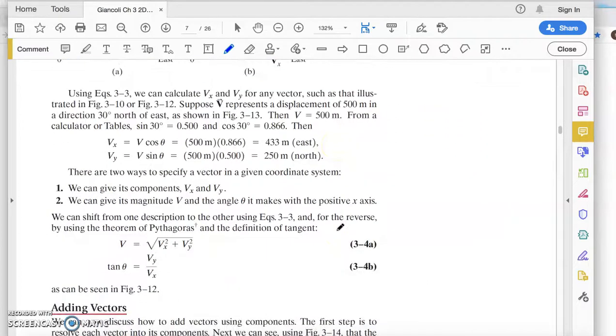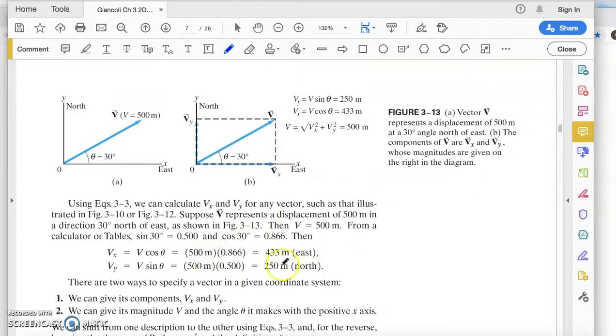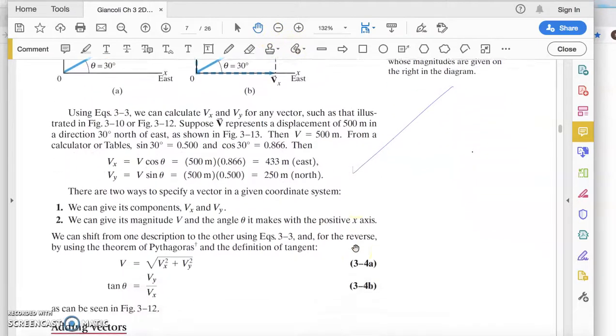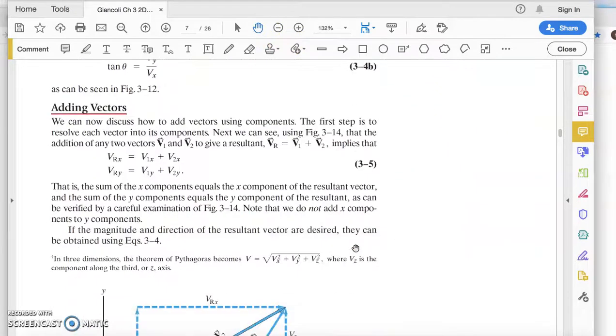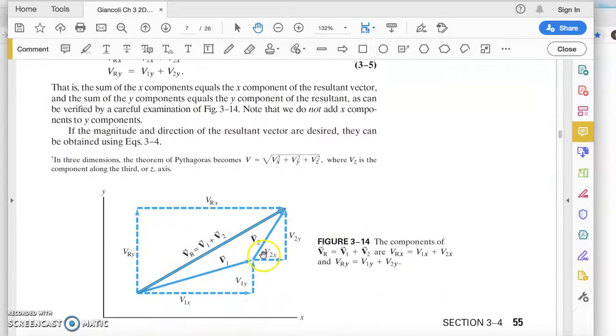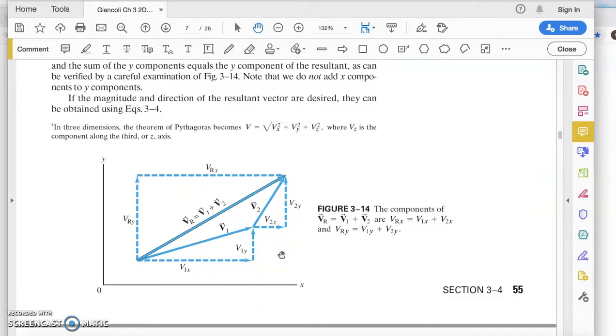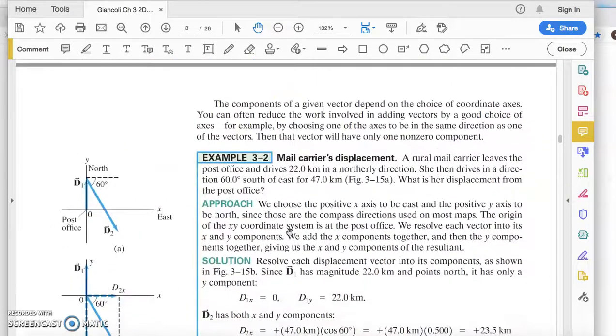I know I am going very fast, and he's giving you a numerical example that you need to go through as well. So guys, it's a revision. Here, adding vectors with components. It looks complicated, but really it's not. Now both vectors have components, so how do we add them up.